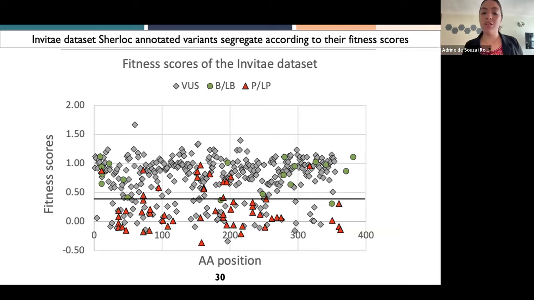If I plot all the fitness scores for each one of these variants, we see a segregation between pathogenic variants having lower scores and benign variants having higher scores. We can make a line there at around 90% precision, where we can separate the variants based on function. So this could be used in the future to maybe reclassify variants.